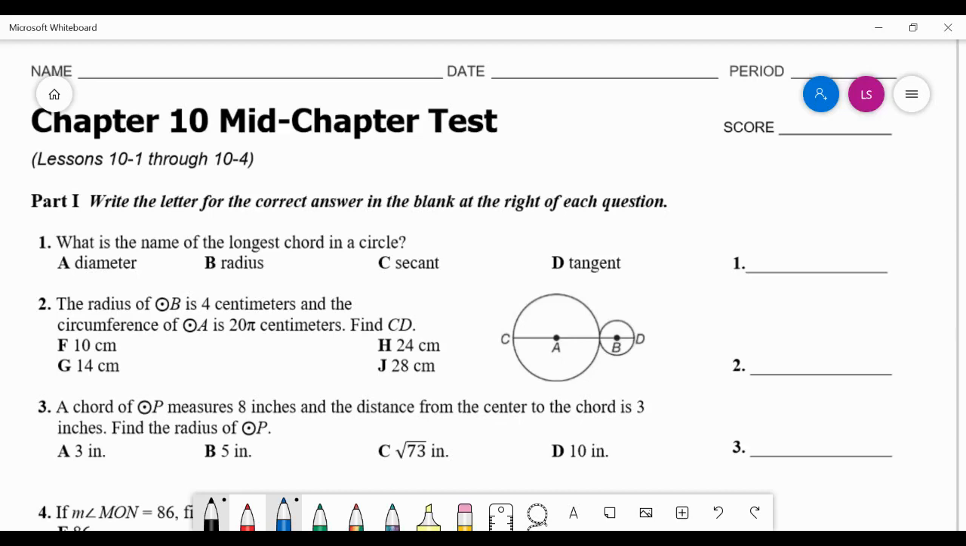I'm going to go over the Chapter 10 mid-chapter test with you. This is for lessons 10.1 through 10.4. Number 1, what is the name of the longest chord in a circle?